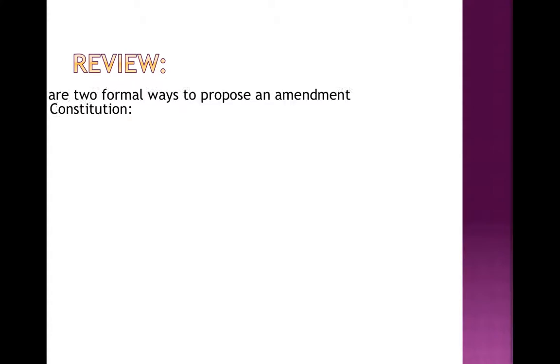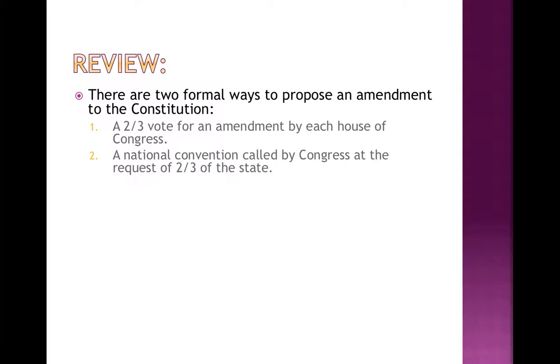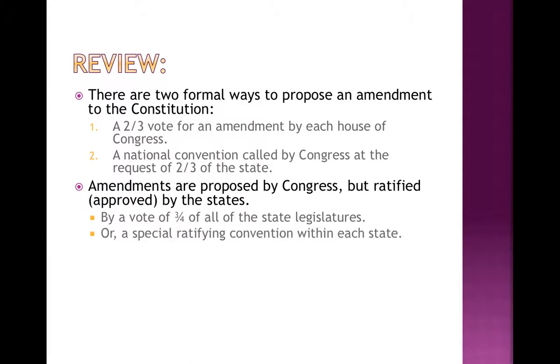So to review, there are two formal ways to propose an amendment to the Constitution: a 2/3 vote for an amendment by each House of Congress, or a national convention called by Congress at the request of 2/3 of the states. Amendments are approved by Congress but ratified by the states. Proposed by Congress but ratified or approved by the states. By a 3/4 vote of all of the state legislatures, which is very difficult to get. Or a special ratifying convention within each state.